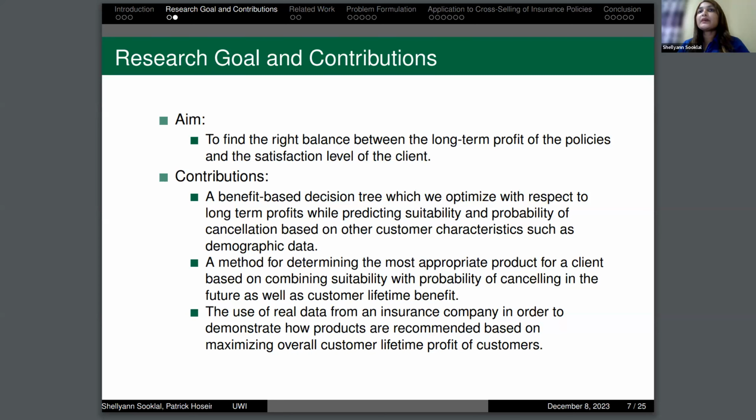We also propose a method for determining the most appropriate product for the client by combining suitability scores with cancellation probabilities, as well as customer lifetime benefits. We also applied our methods to real insurance data to demonstrate the effectiveness of our approach.